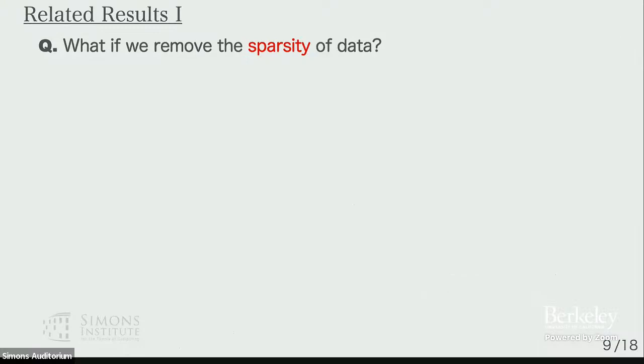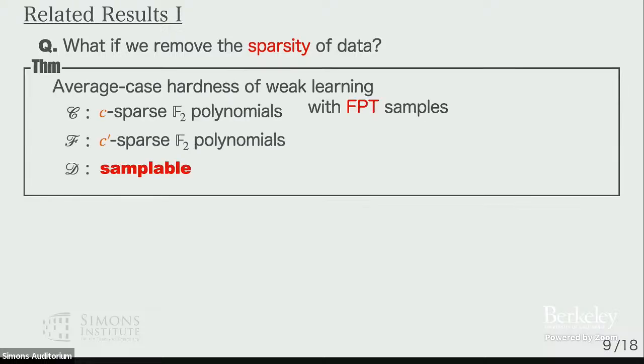Okay, and in this work, we've also considered several related problems. For example, in the previous characterization result, we assumed sparsity of data. But what if we remove this sparsity of data? Our technique for showing the equivalence result still gives a dichotomy between learning and pseudorandomness.